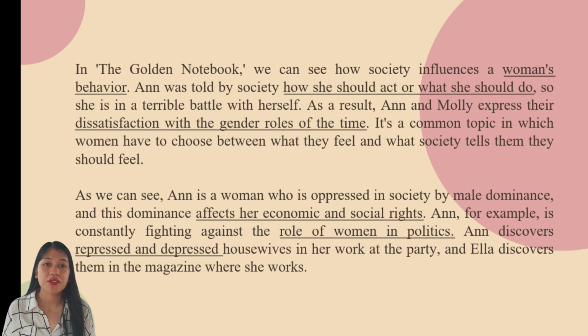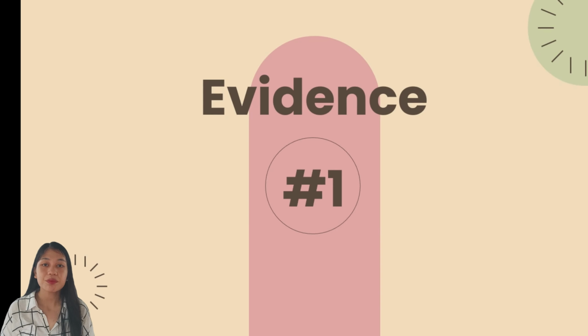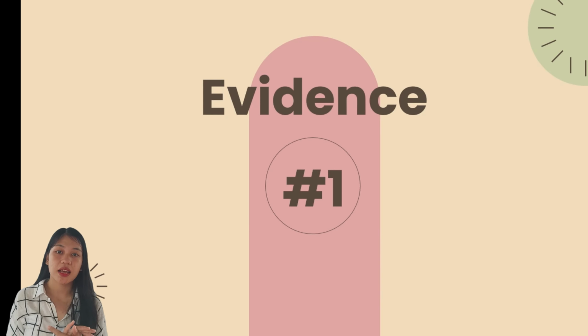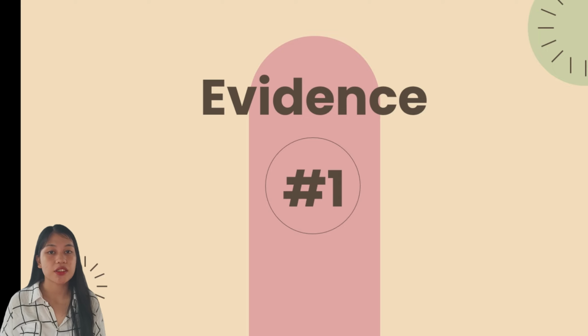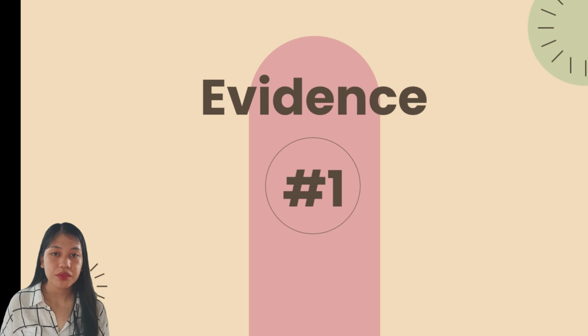and this dominance affects her economic and social rights. Anna, for example, is constantly fighting against the role of women in politics. Anne discovers repressed and oppressed housewives in her work at the party, and Ella discovers them in the magazine where she works. Now, let's start discussing the evidence that shows the feminist lens extracted from the book.